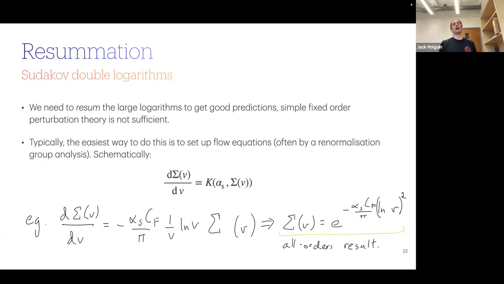And that's hopefully quite intuitive for the specific observable we're considering, because this observable is a cut on the amount of radiation we see. And if we cut so tightly that we don't see anything, obviously the cross-section has to go to zero. And that's exactly what this resummation has told us, that the cross-section goes to zero.